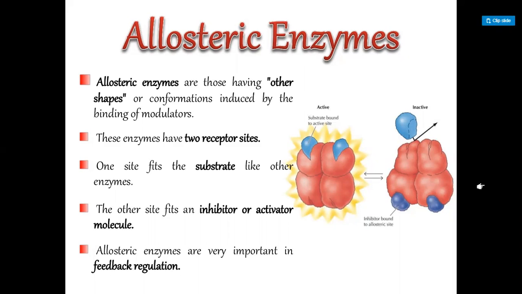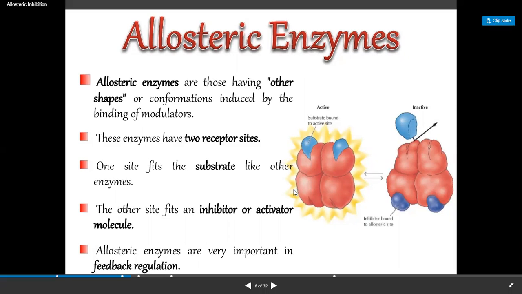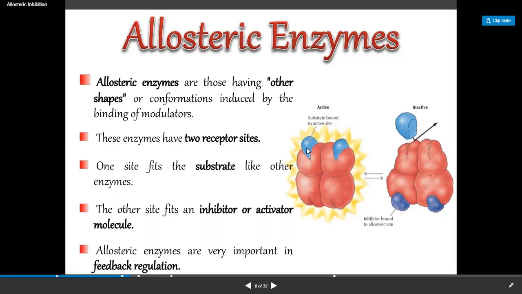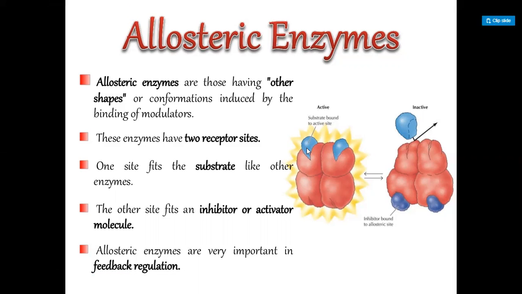These enzymes have two receptor sites. So these are the enzymes which have different other shapes. Suppose that this is the shape of this enzyme, and this allosteric enzyme will have a different shape other than its original shape. These enzymes have two receptor sites: one side fits the substrate like other enzymes, and the other side fits an inhibitor or activator modulator.